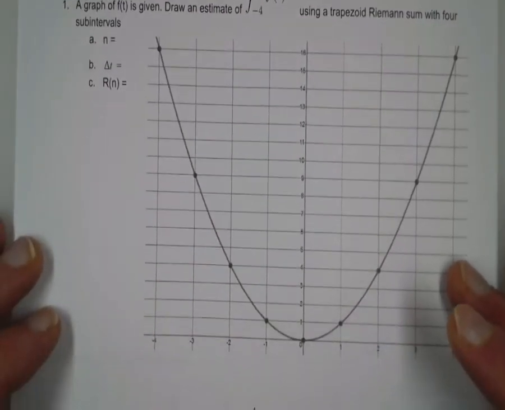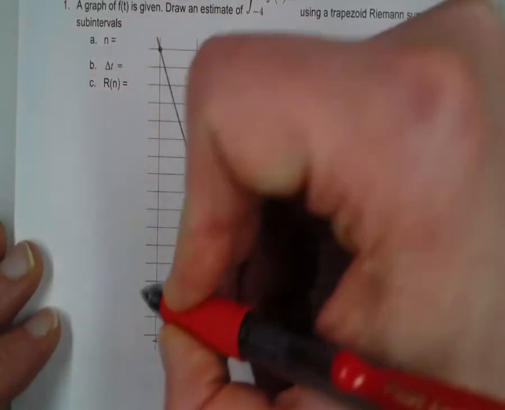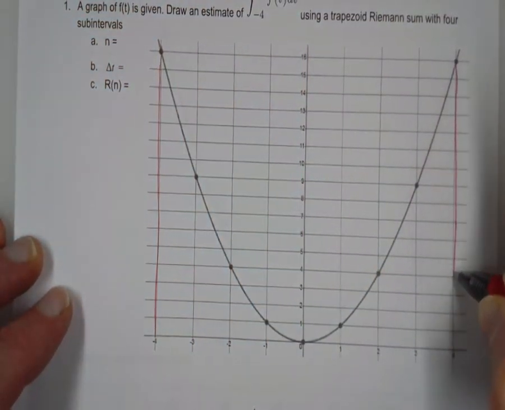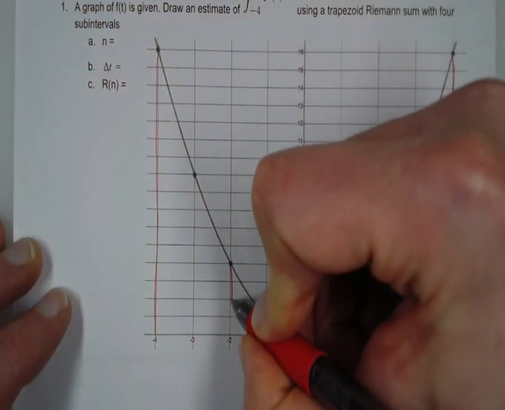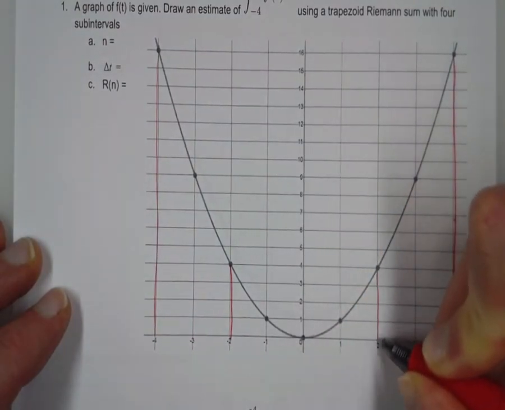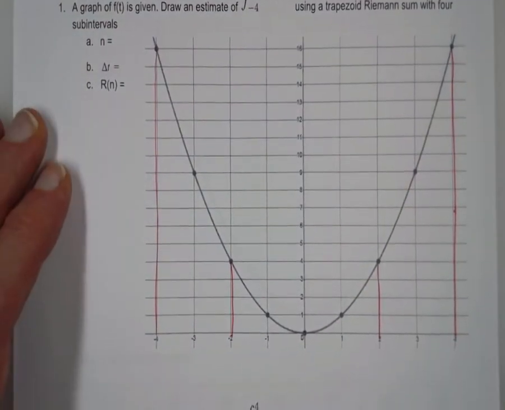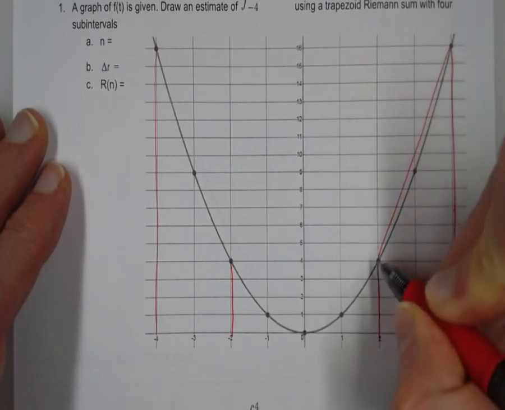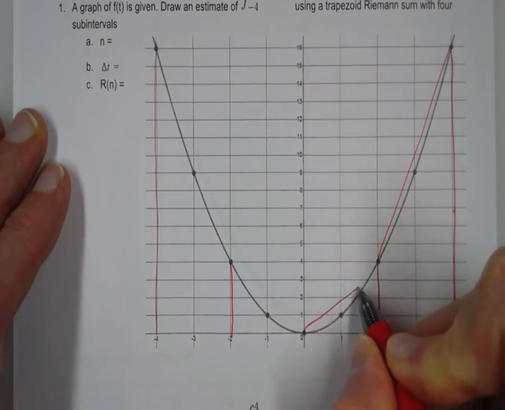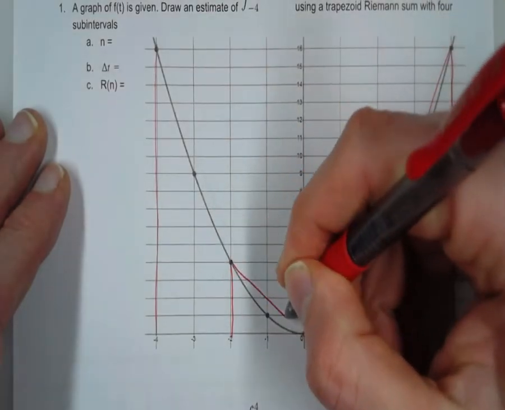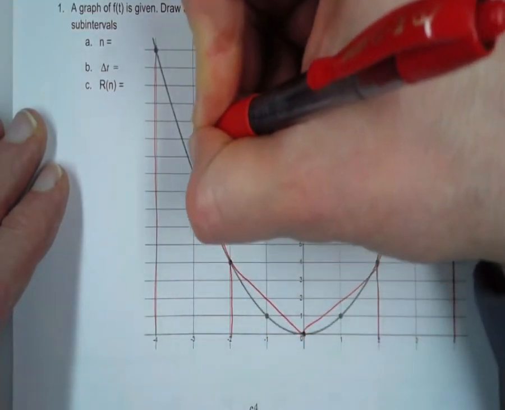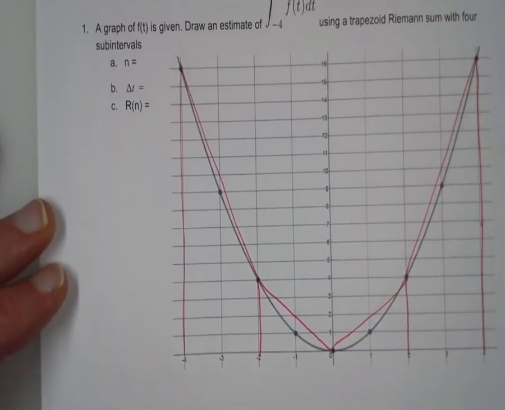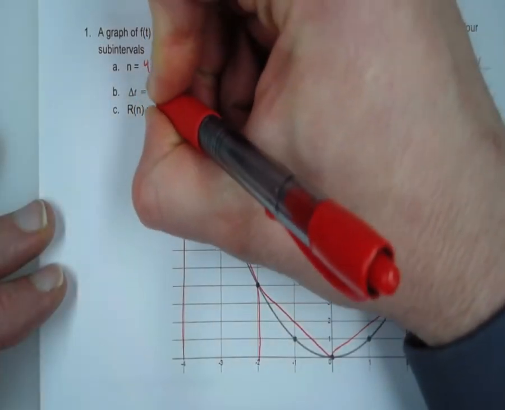So here we have again the graph of x squared. I want the integral from -4 to 4. And we're breaking this up into 4 subintervals. Now instead of rectangles, they are trapezoids. So what that does is that splits the difference between the height on the left and the height on the right. So in a sense, what you're doing is you're just connecting the left and the right with lines. Just like that. So we have n is 4, the width is 2.